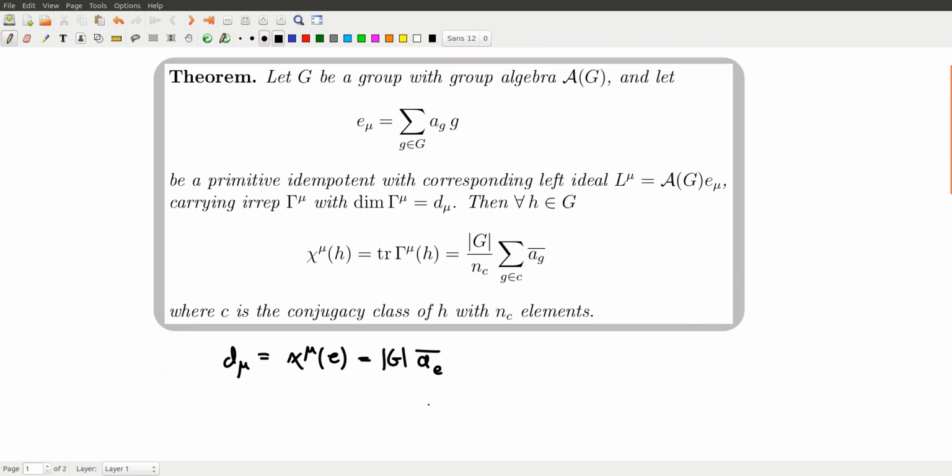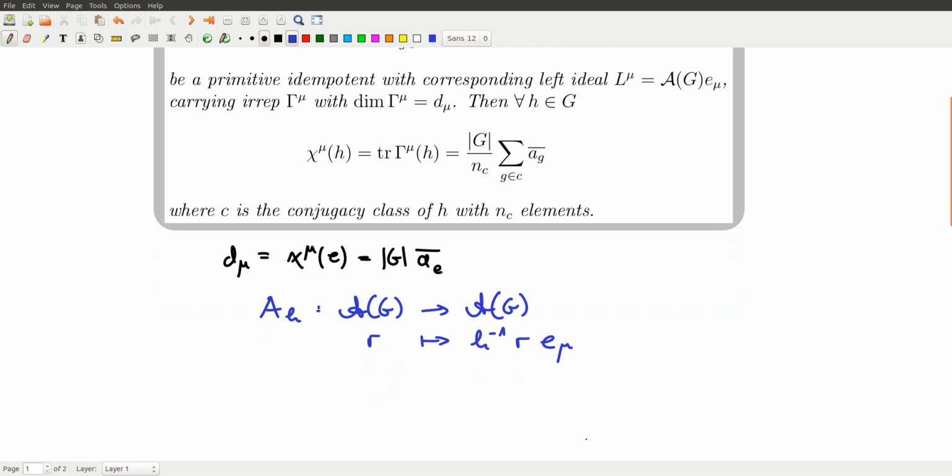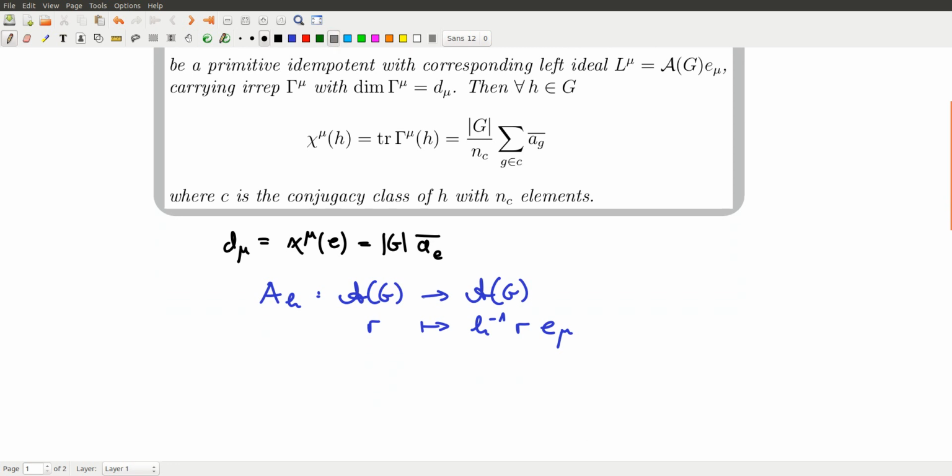In order to prove this theorem, we define a linear map, let's call it A sub H, from the group algebra to the group algebra, that maps an element of the group algebra R to H inverse R E mu. And now what we're going to do is we're going to calculate the trace of this linear map in two different ways, using two different bases, and by comparing the results we will establish this identity here.